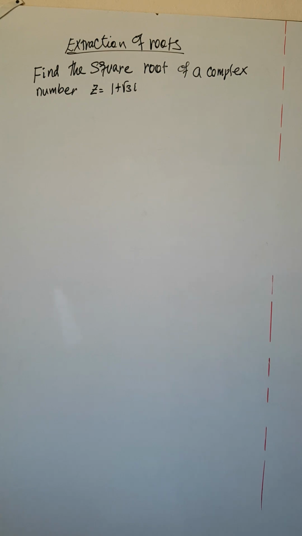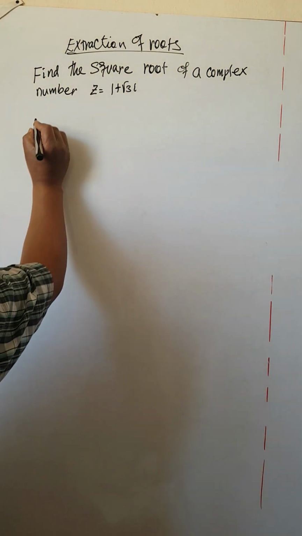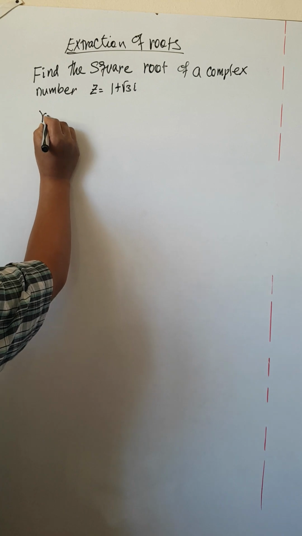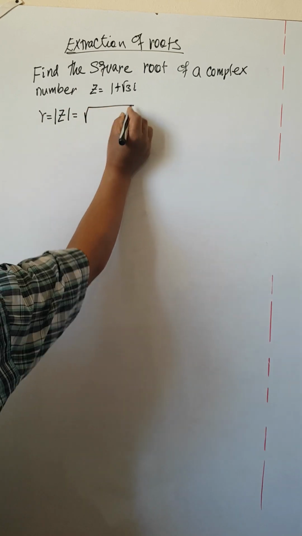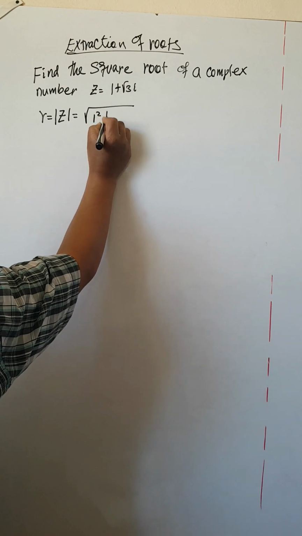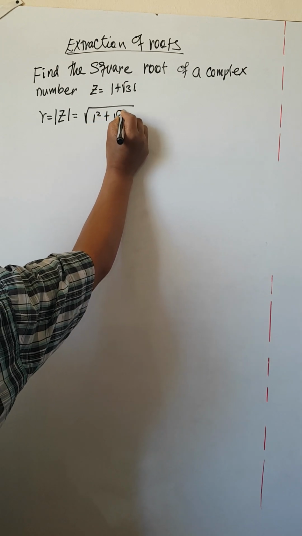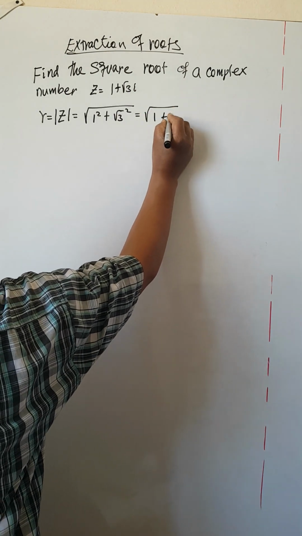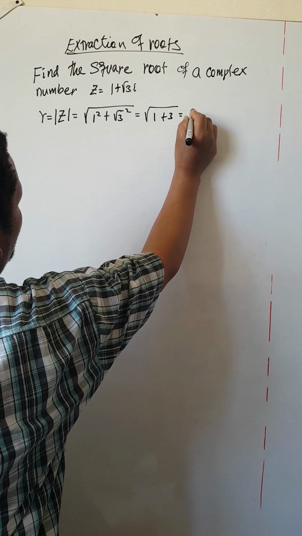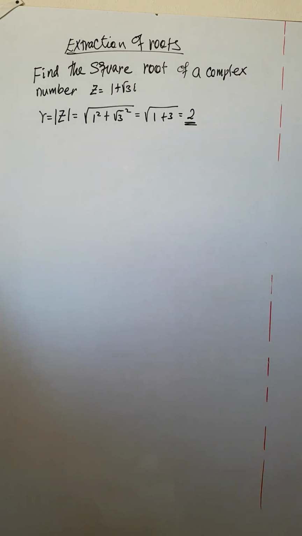To find this, the first thing we have to do is find the modulus of the complex number. R is equal to the modulus of z. This is equal to the square root of the real part squared plus the imaginary part squared, which is the square root of 1 plus 3. This is the square root of 4, which is 2. So R is calculated.